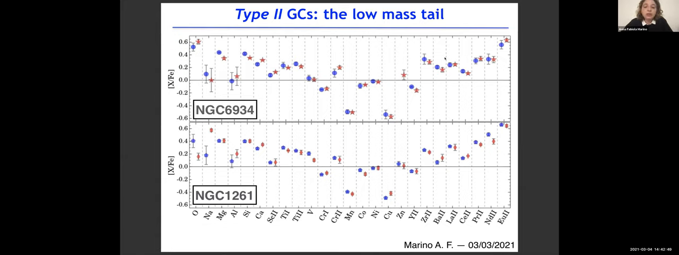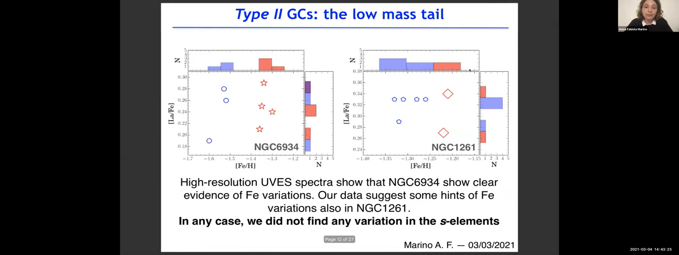Well, here I show you all the elements that we have analyzed from oxygen to europium, but I would like you to concentrate on this region of the plot, because here I show you the neutron capture elements. You see that the blue stars on the chromosome map and the red stars show basically exactly the same chemical abundances within observational error. And this is very different from what was previously found for the other type 2 globular clusters, including Omega Centauri.